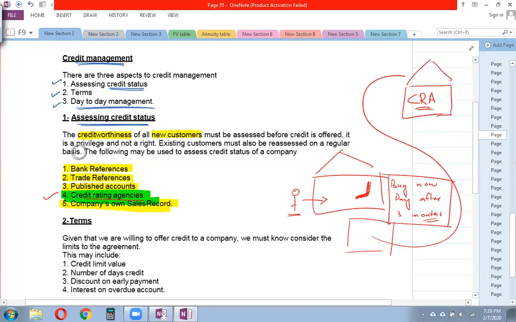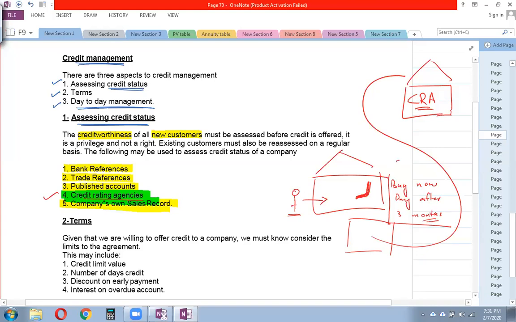Is it clear? Assessing the credit status. Is it clear to everyone? After the credit rating agency, what should be the terms of the credit? As we said here, for example, the terms of the credit, we said buy now, pay after 3 months, right? So what should be the amount?